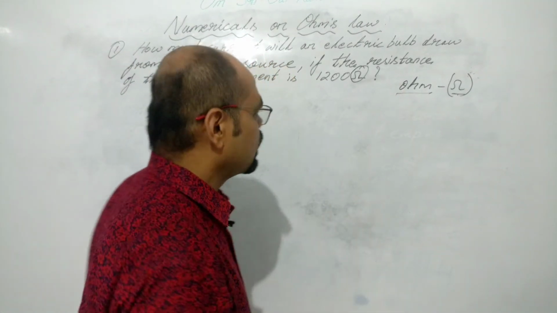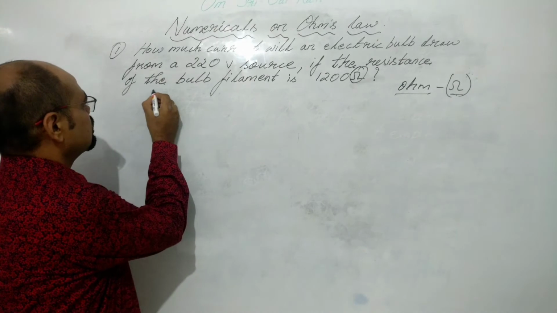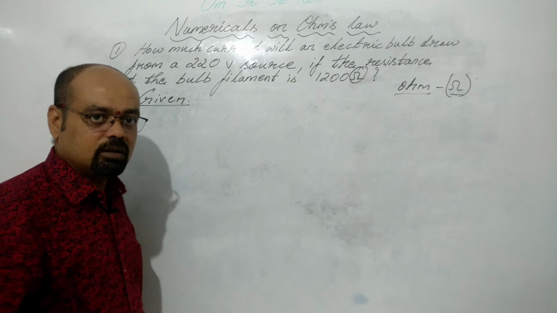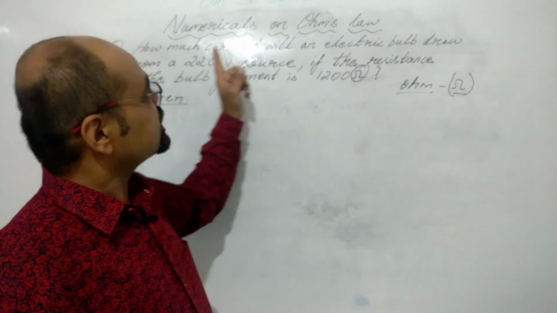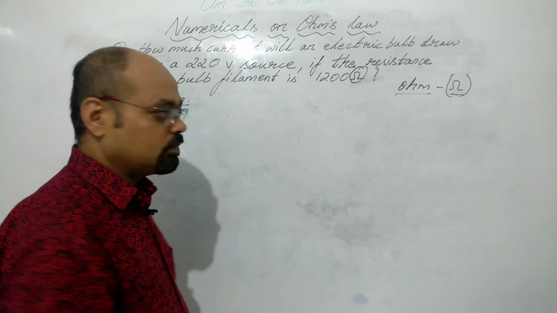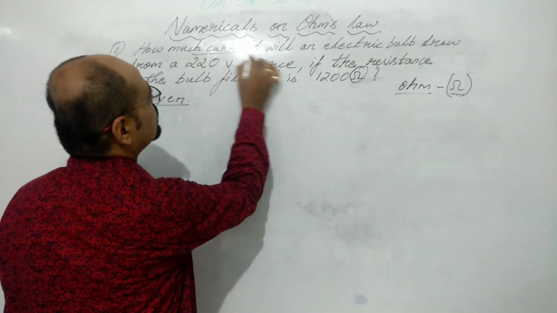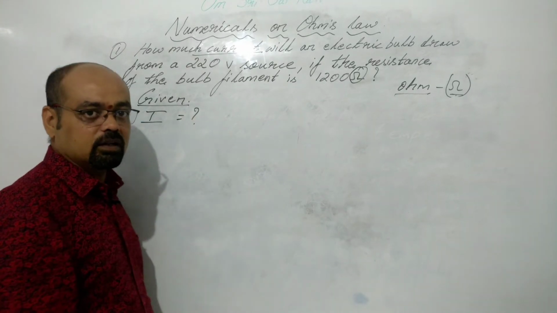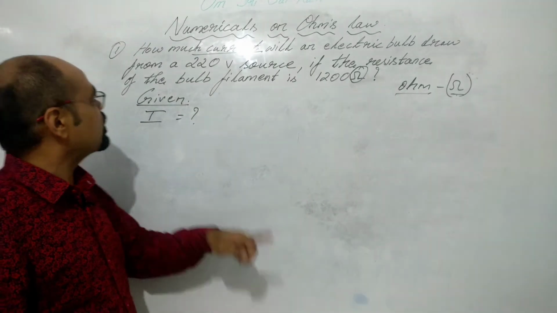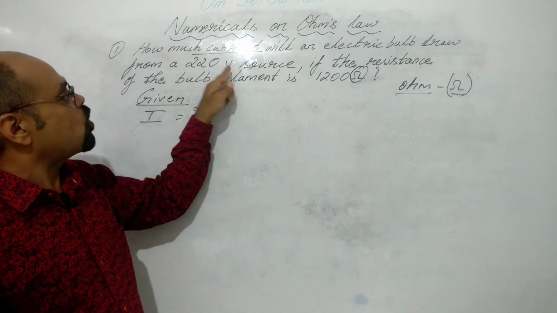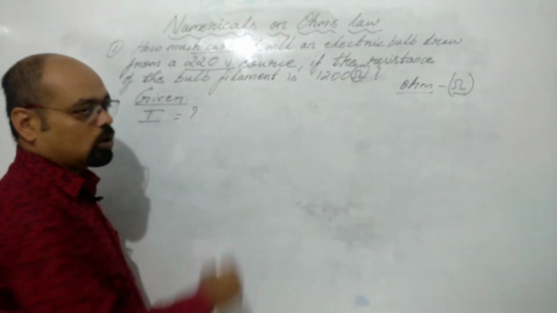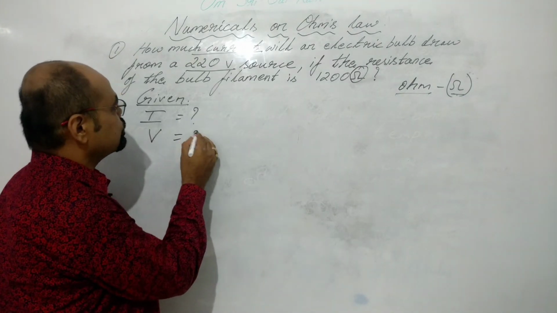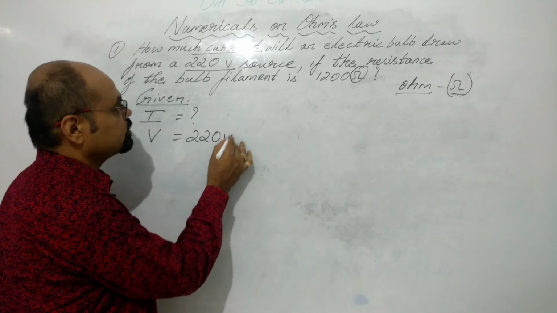Now let's move on. Here we have to write given. So we can write what is given in the question. How much current will an electric bulb draw? So the question is to calculate current, I is equal to question mark. An electric bulb draws from 220 volts, which we know is potential difference. So we will write V is equal to 220 volts.